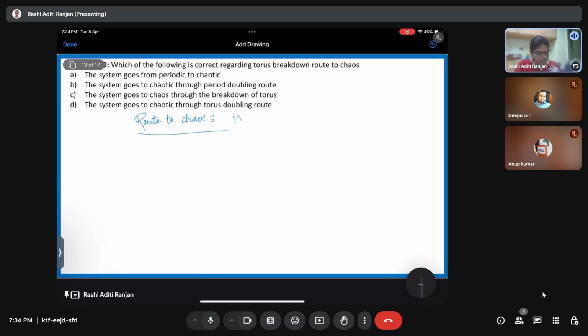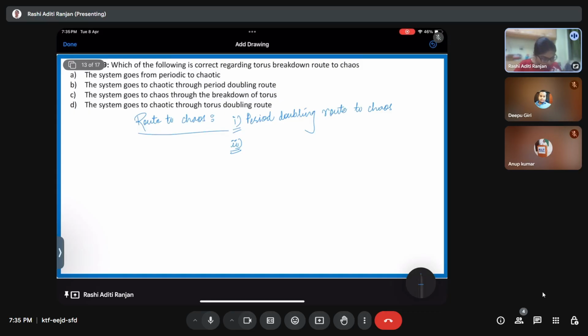So we studied about period doubling route to chaos, wherein, if you remember, with the change of parameter, the response was definitely periodic, but its time period was increasing twice. From T, it went to 2T, from 2T to 4T, 4T to 8T, likewise, right? So that was period doubling route to chaos.